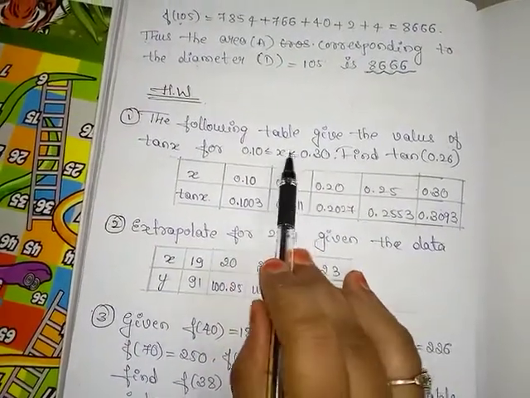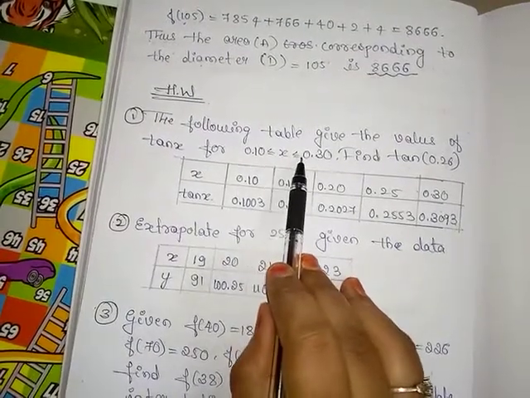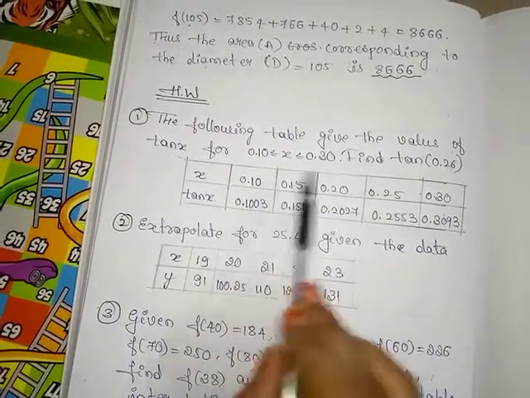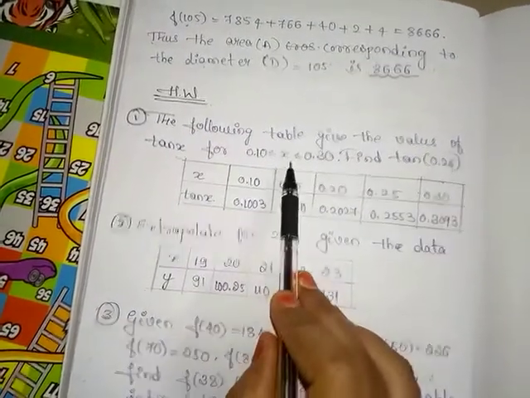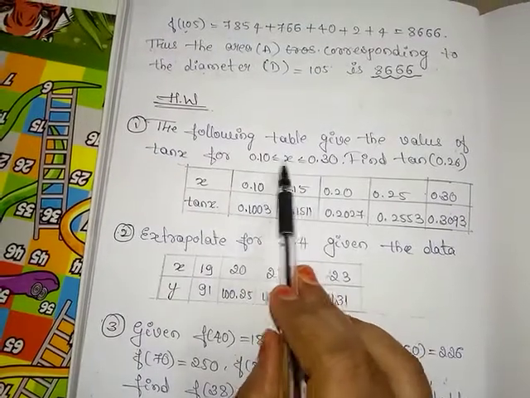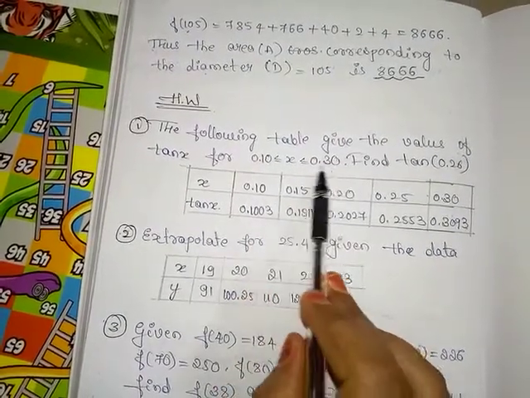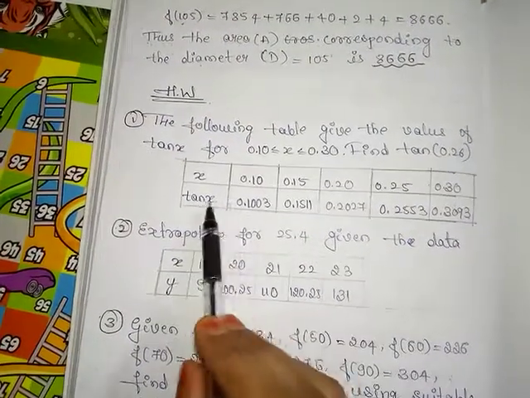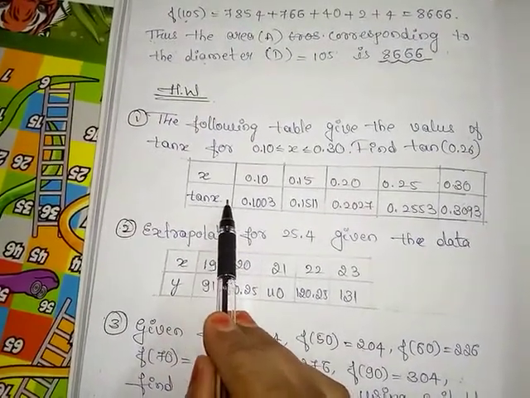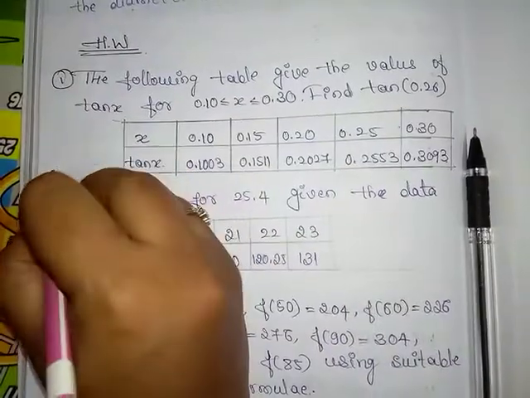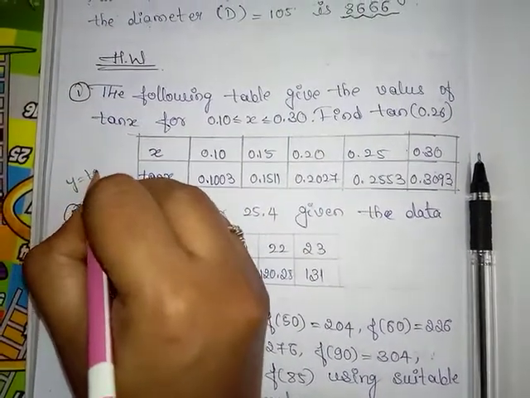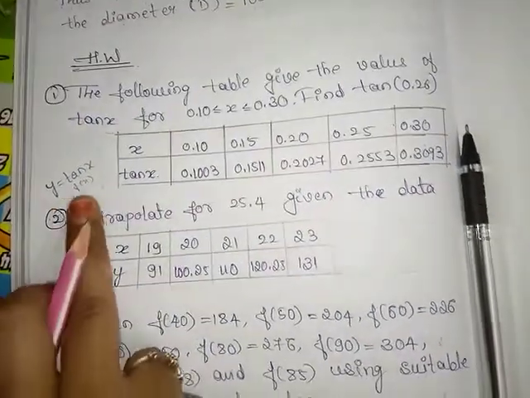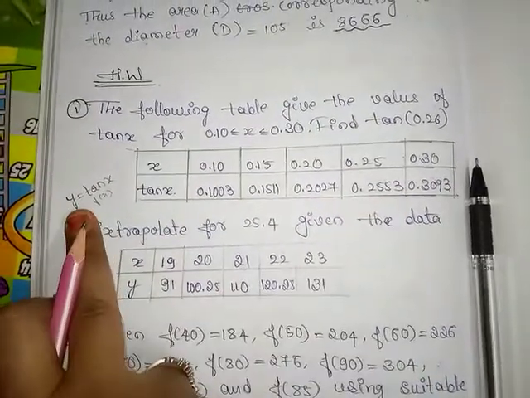Here this range is given only to confuse you. See, x values are given from the range 0.10 to 0.30, and here we have to find tan of 0.26. Here y is equal to tan x. Here the function value f of x is tan x, the values of tan x corresponding to the values of x.